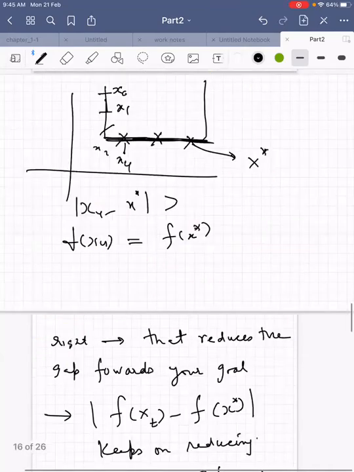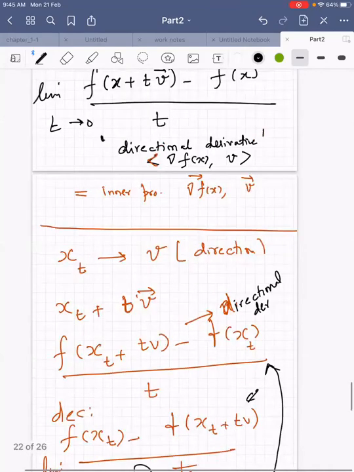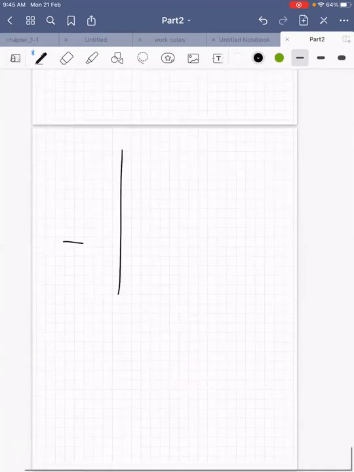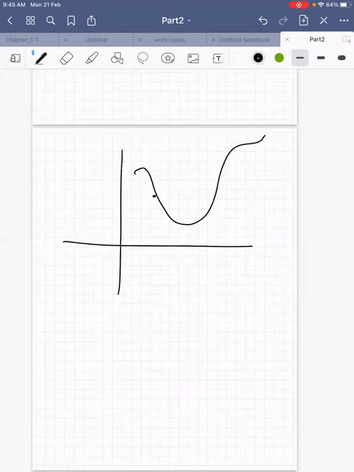Right. So you guys just please understand this point. Suppose now I'm drawing this function. Suppose this is my function. Suppose I'm here. So this is the gradient direction. This is a negative gradient.